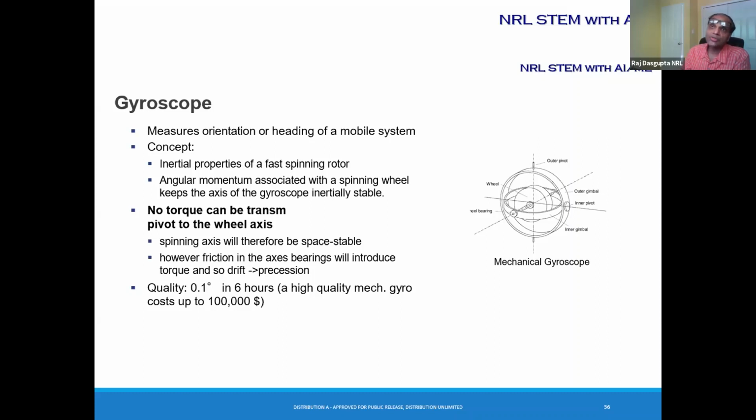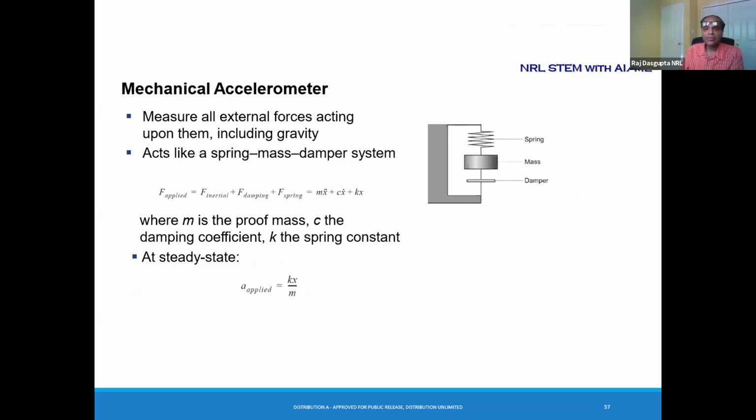And of course, the MPU 6050 is very low cost. Once again, it comes for about $7 to $10. And as far as gyroscopes go, the sky is the limit. You can have very expensive gyroscopes as well. Next, coming to the accelerometer, we first talk about the mechanical accelerometer.